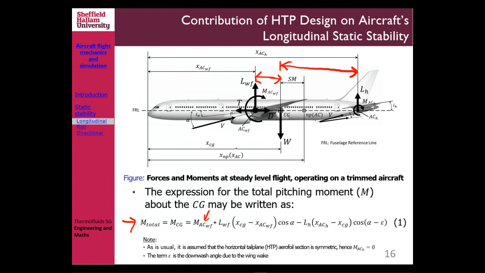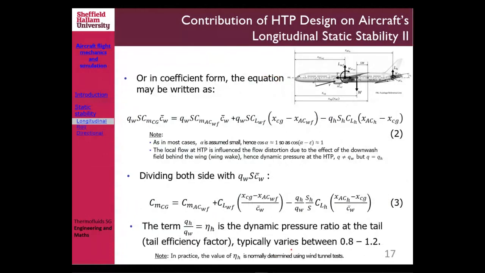Right, that distance is xac h minus xcg. Now, because there will be a different angle of attack between the tail and the wing, because of the wake turbulence of the wing, the wing gives some wake turbulence to the tail, so that alpha is not the same as the alpha at the wing. We usually correct it with the term epsilon, which is the downwash angle due to the wing wake.